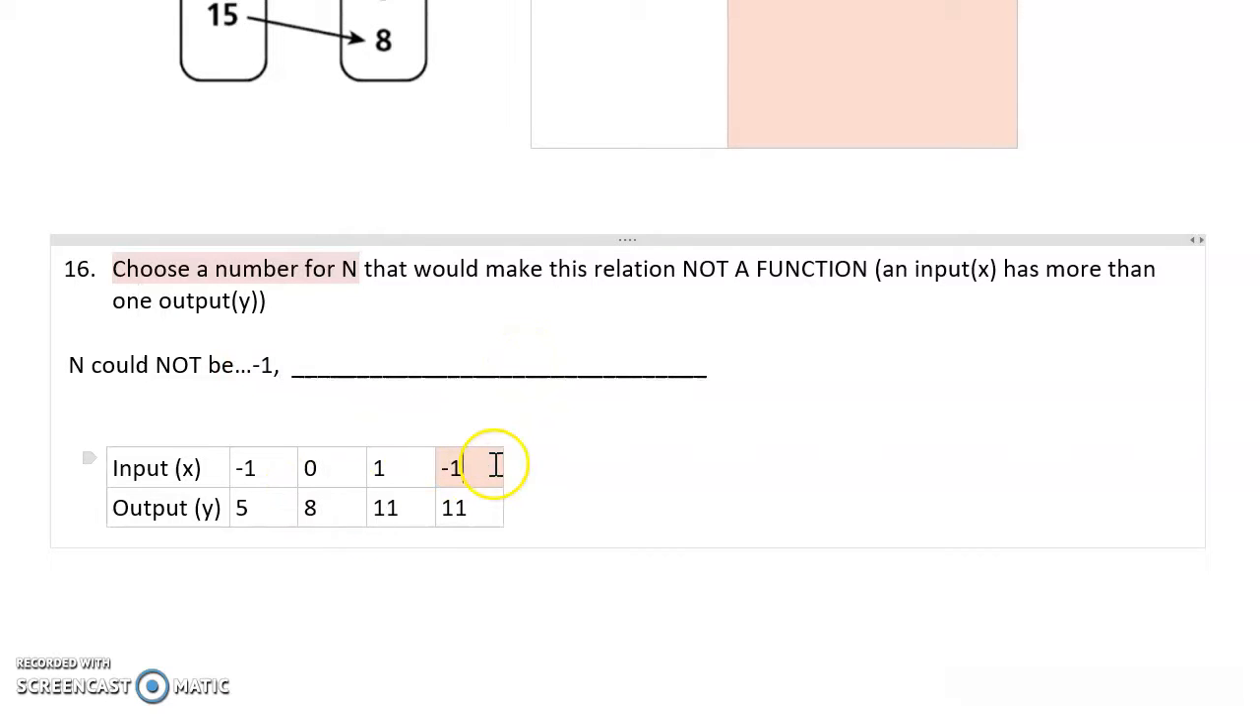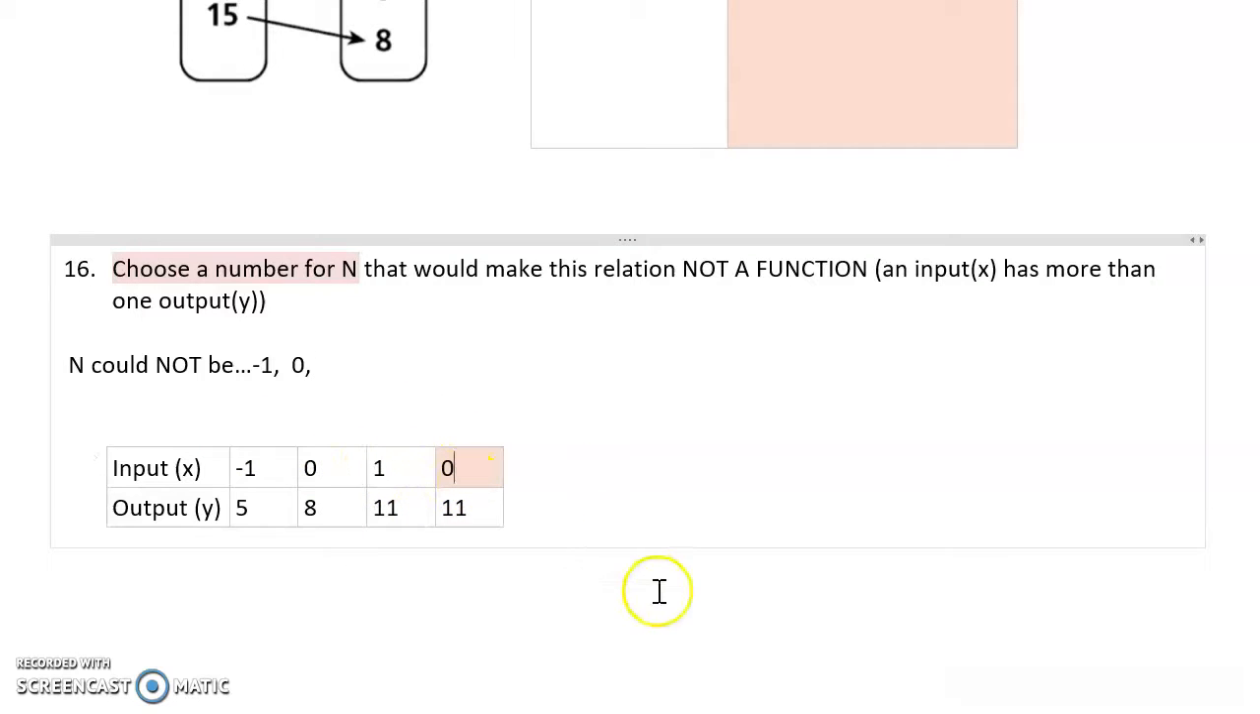I could input 0 here. 0 is giving me an 8. 0 is now giving me 11. My input of 0 is giving me 2 different things. So when in doubt, if you repeat one of these numbers, more or less, you'll probably get one that's not a function.